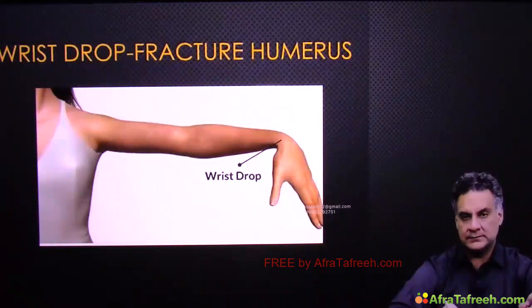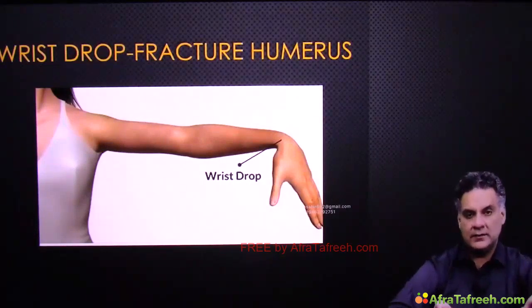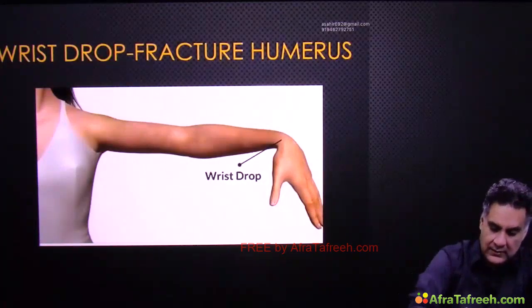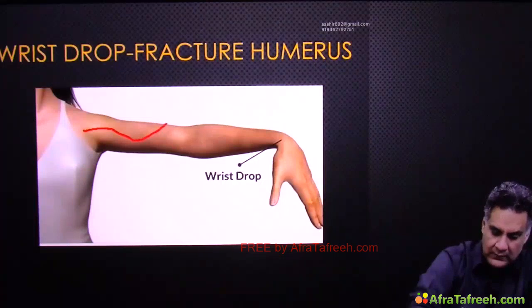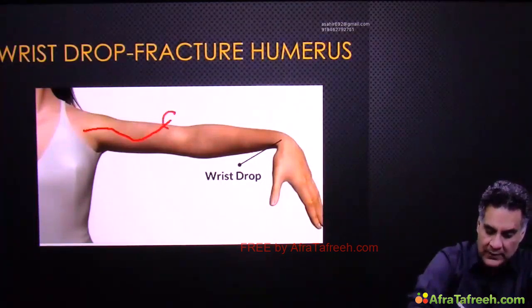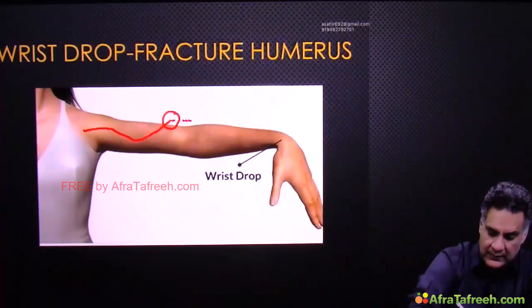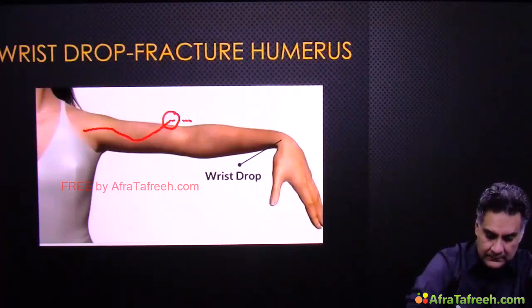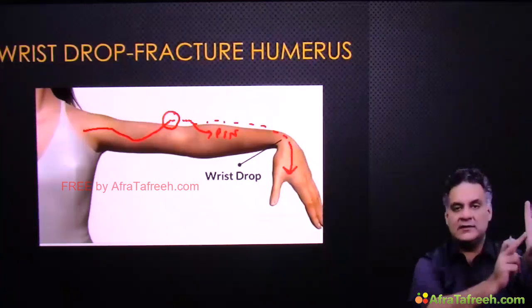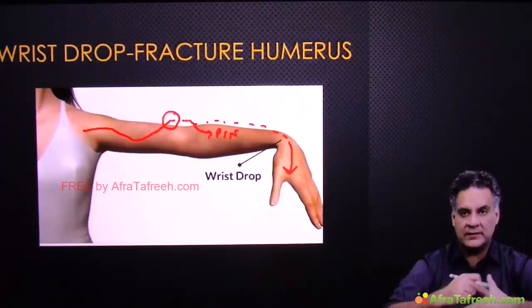The most common nerve involved in the human body is the radial nerve. Radial nerve, most common cause is a fracture shaft of humerus. When I look at the level at which it can be involved, it comes from the brachial plexus, goes around the spiral groove, at the lower 1/3 level pierces the lateral intermuscular septum, comes anteriorly, and divides into two parts: the posterior interosseous nerve, which goes around the head of radius, and the superficial radial nerve that gives the sensory supply to the first web space, this area.